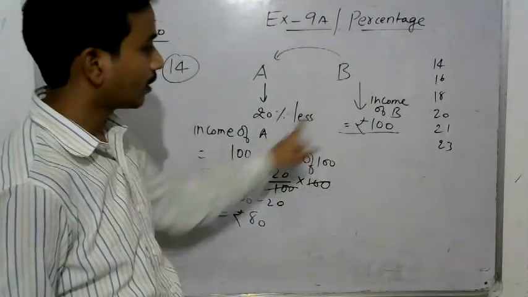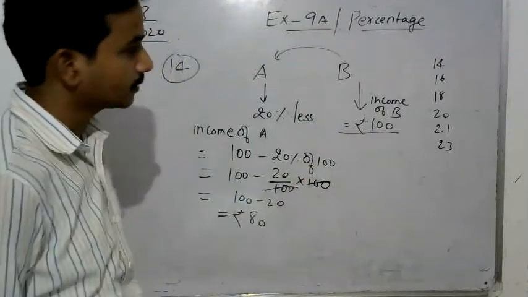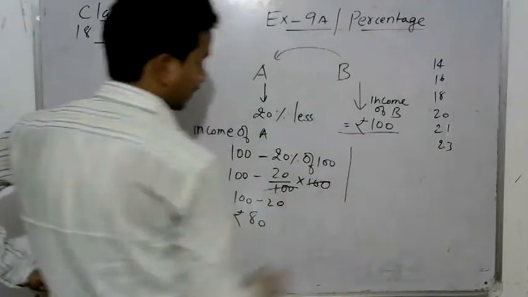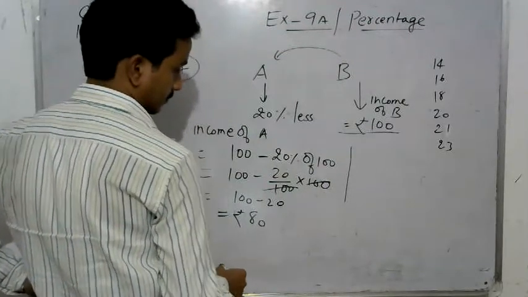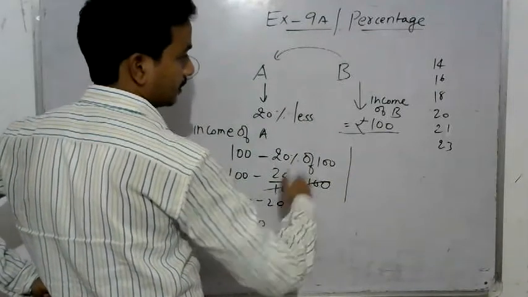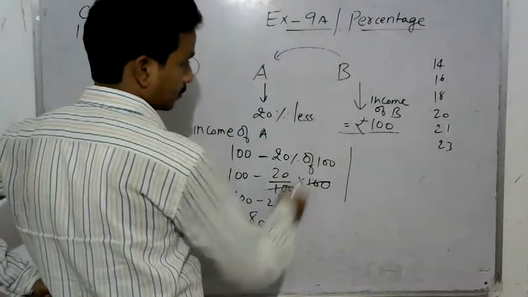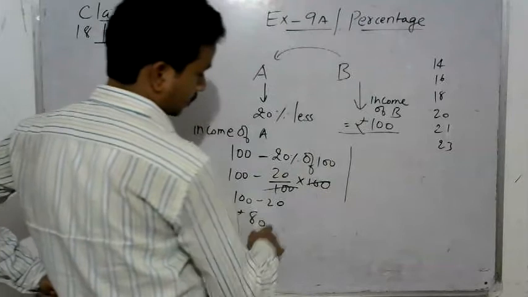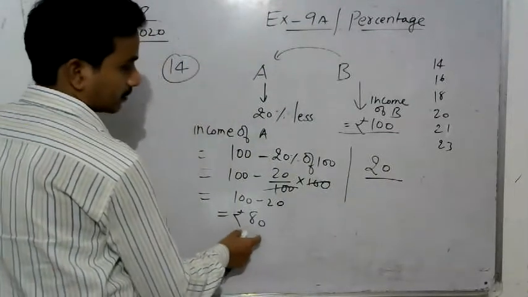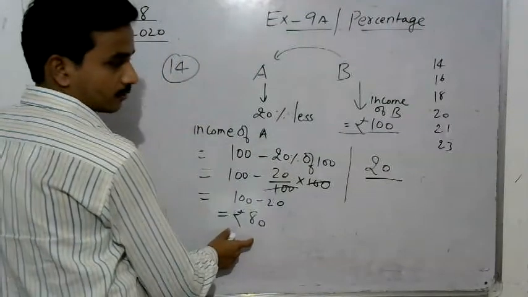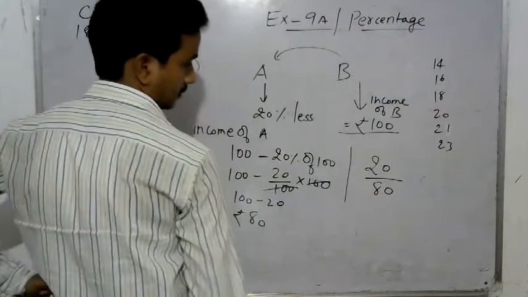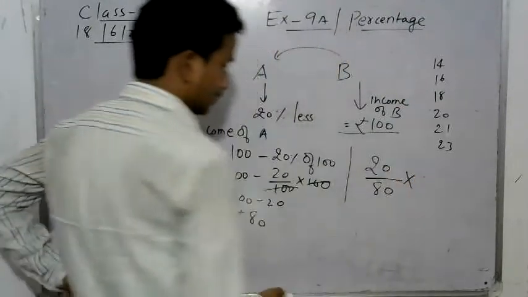Now by how much is B's income more than that of A? We have to find the percentage. From A, how much is B more? What is the difference? B is rupees 20 more than A. So rupees 20 divided by A's income, because the question asks by how much B's income is more than that of A. In the denominator, A's income is 80. So 20 by 80.